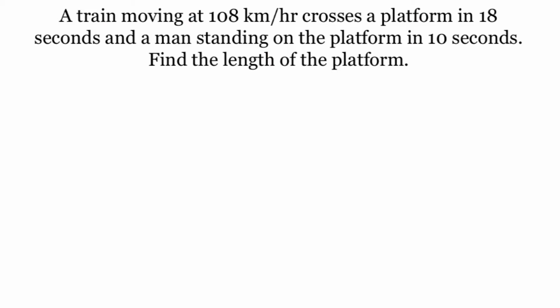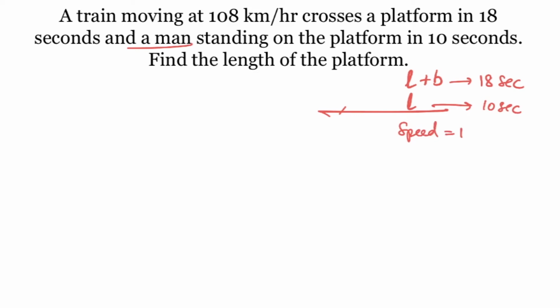A train moving at 108 kmph crosses a platform in 18 seconds and a man in 10 seconds. Find the length of the platform. A train is moving at 108 kmph. Crossing a platform means crossing length of train and length of platform in 18 seconds, and crossing a man means crossing itself in 10 seconds, and speed of train is 108 kmph. These details are given. Here we need to find the length of the platform.